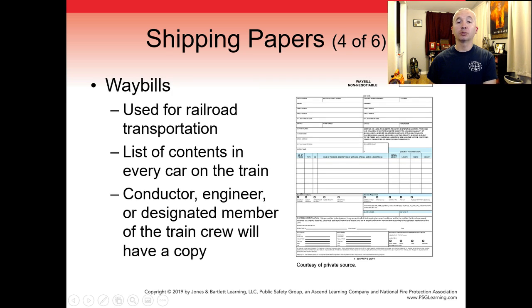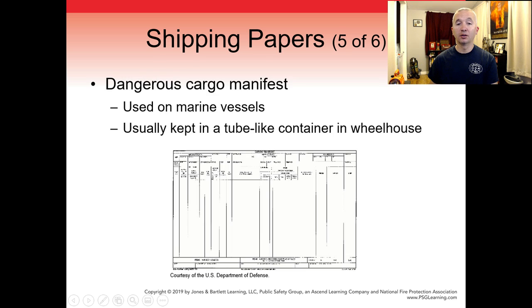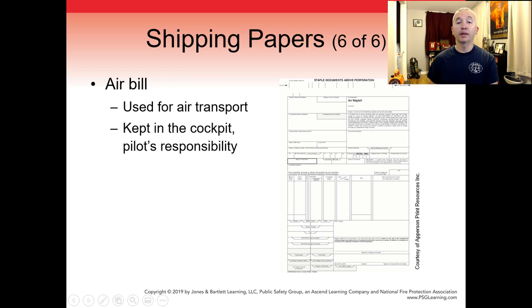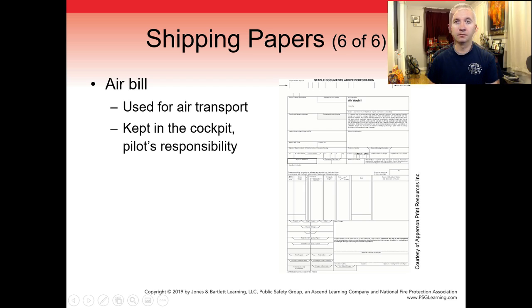Waybills are shipping papers for railroad transportation. They consist of a train list or list of contents in every car of the train. The conductor, engineer, or designated member of the train crew will have a copy present. And dangerous cargo manifests are used on marine vessels and are usually kept in a tube-like container in the wheelhouse with the captain. The air bill is used for air transportation. It's kept in the cockpit and it's the pilot's responsibility at all times.